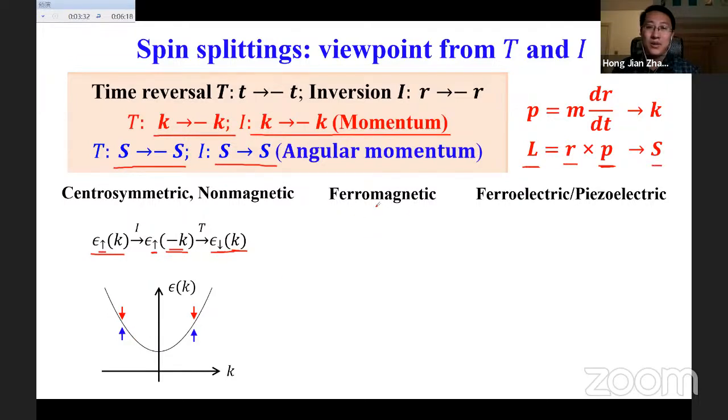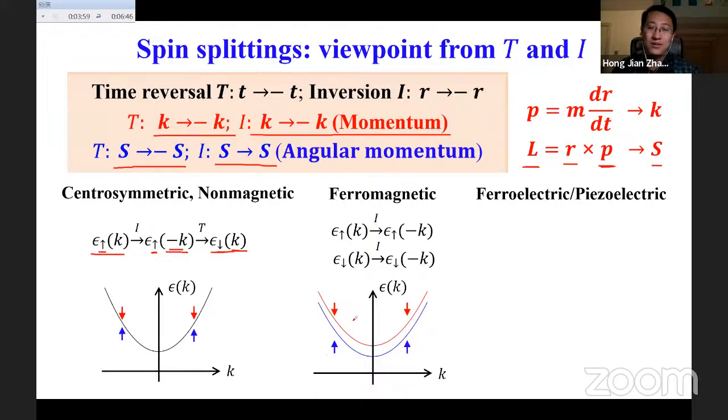If we consider a ferromagnetic material, this material has time reversal symmetry broken. The only symmetry operation is inversion. Inversion tells you that epsilon up k equals epsilon up minus k, because inversion doesn't change the spin angular momentum, and similarly, epsilon down k equals epsilon down minus k. So the band structure is symmetric with respect to k equals zero, but there are no symmetry operations linking spin up and spin down states. So in general, spin up and spin down are split in energy.